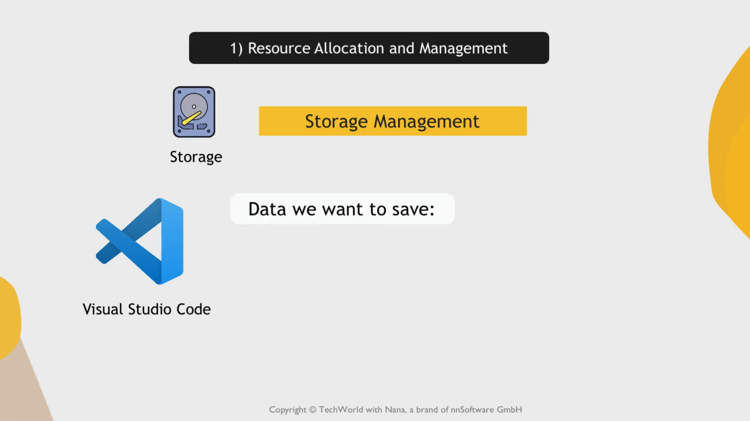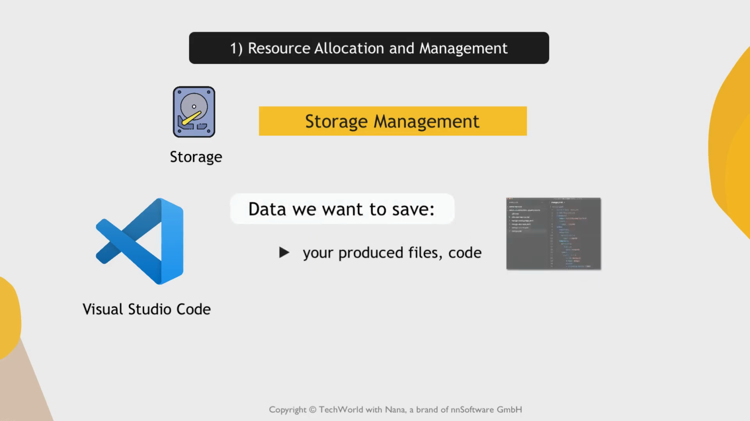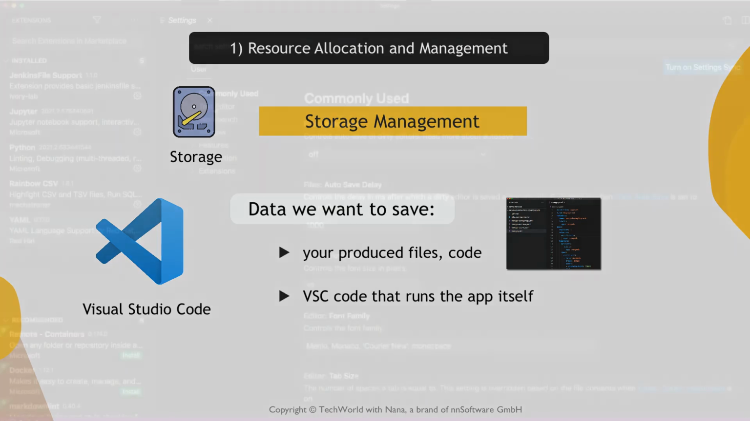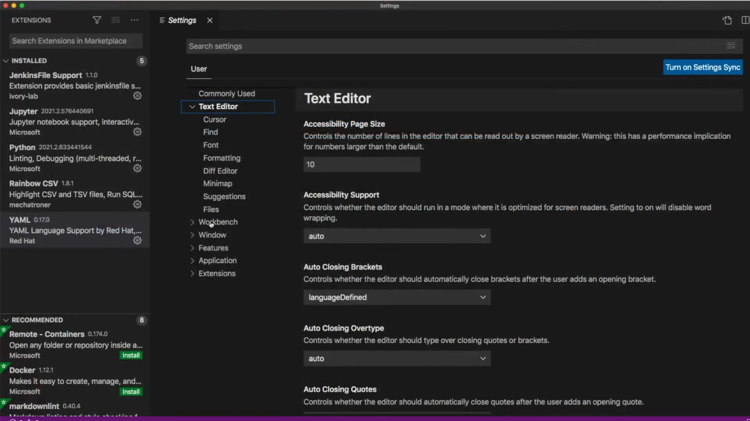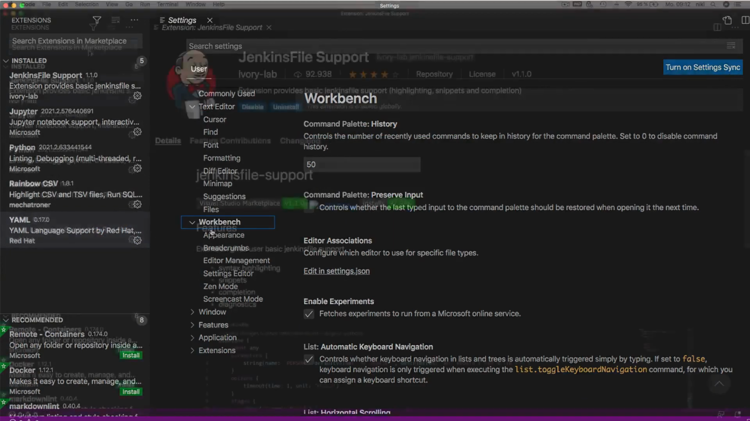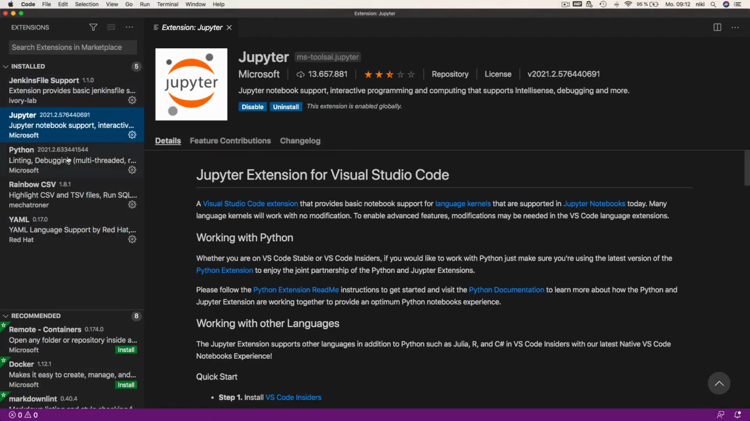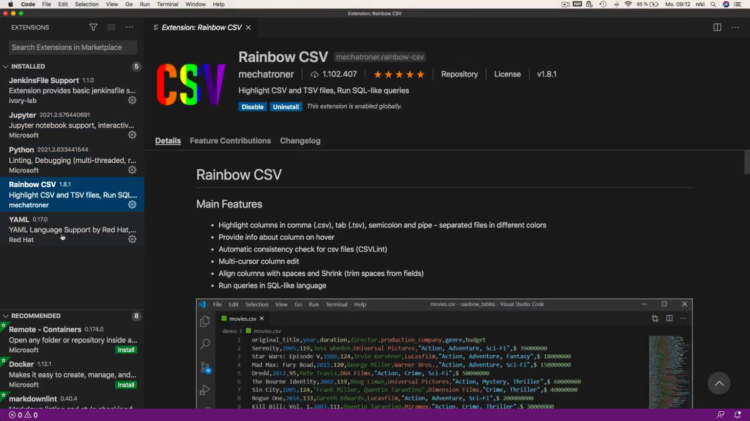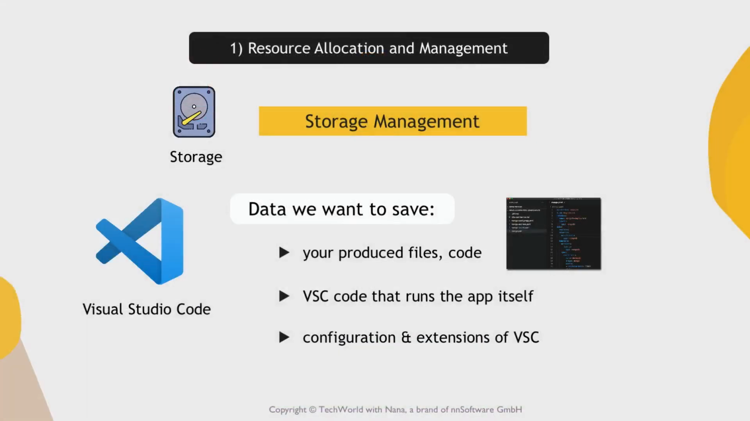But apart from the application that you're writing and the files that you created in Visual Studio Code, the application itself has some files that need storing, right? For example, the code itself to run the application. Then you have the configuration of Visual Studio, right? Maybe you configured certain plugins or themes, extensions, etc. So these are all data that need to be persisted and stored long-term.